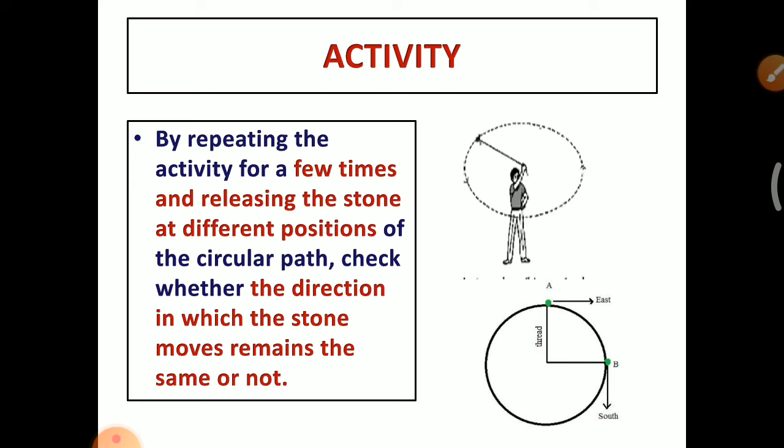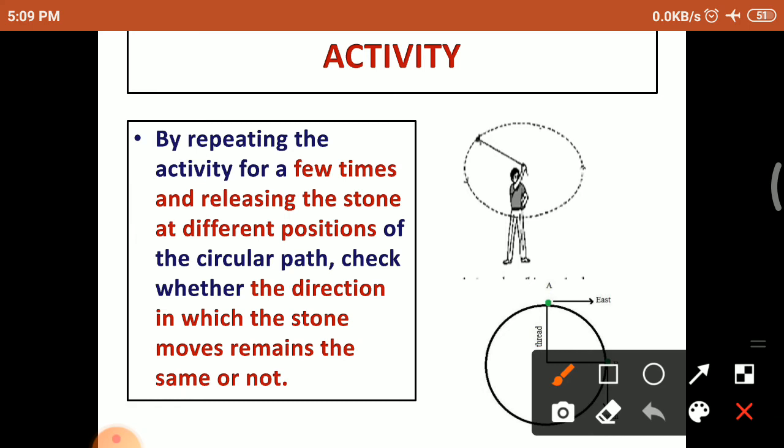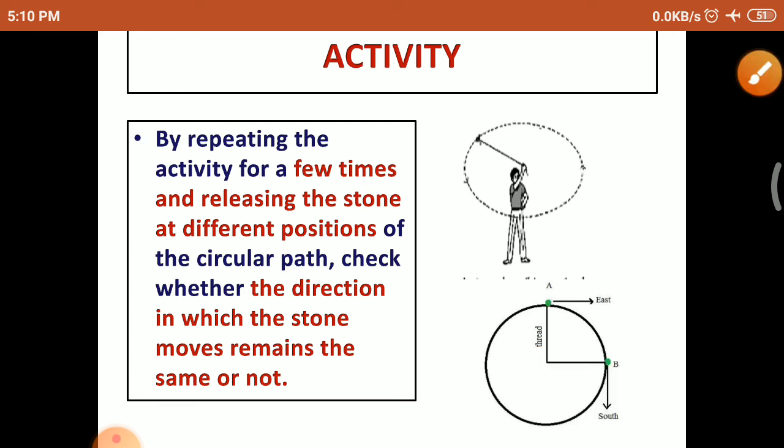Repeat the activity a few times, releasing the stone at different positions: first release the stone at position A, then position B. Check whether the direction in which the stone moves remains the same or not. So you have to do this activity at home. Take a thread and a stone, tie the stone at one end and hold the thread at the other end. Rotate the stone, then release it and see the direction of the stone.